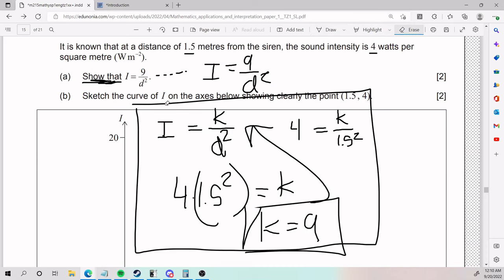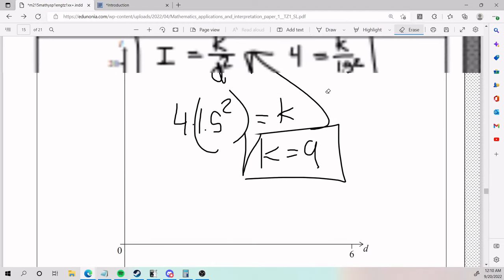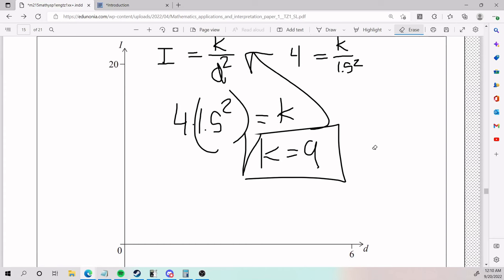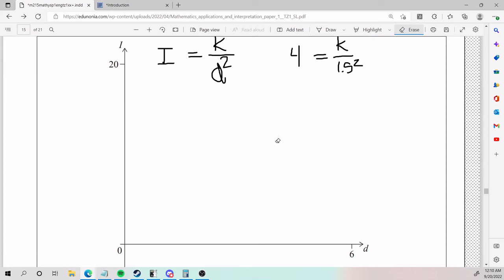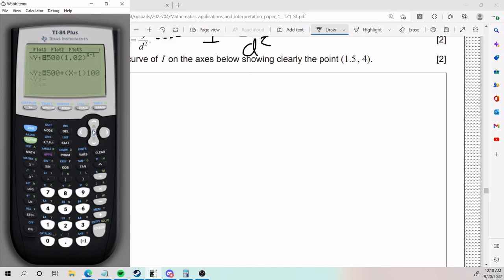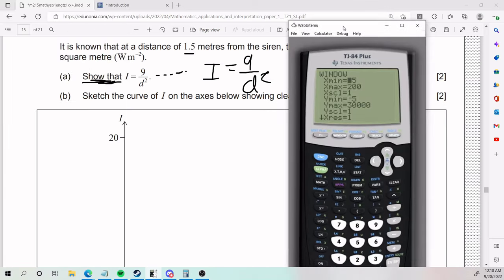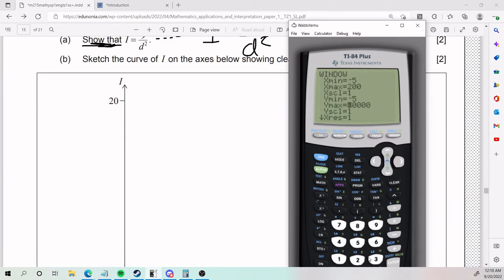For part B, sketch the curve of I on the axis below, showing clearly the point 1.5, 4. So, there's a couple of ways to approach this. I think the best one is making life easy on yourself and just graphing this on your calculator and literally copying the graph. Copy the graph and put the important points. So we go to y equals, we erase this, we put this guy up here, which we said was 9. Let me erase everything, sorry. We take this 9, we divide it by x squared. We go to window, we copy the window that they give us, which is a y of 20, cierto?